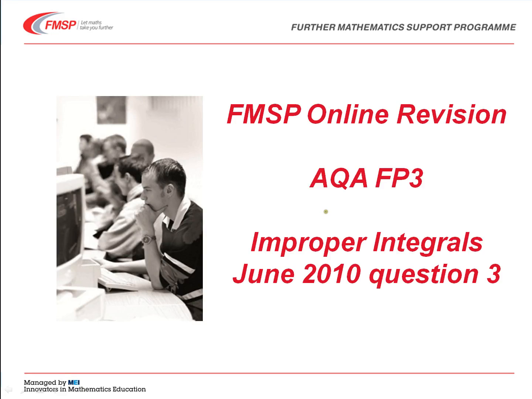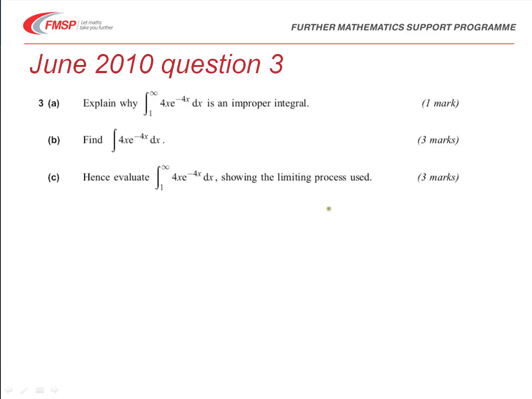Well, welcome to this online revision session for AQA FP3, in which we'll be looking at the June 2010 question 3 on improper integrals. As you can see in this question, the first part you have to explain why this is an improper integral. The second part then asks you to work out what this integral is, and you need to recognise that the process you're required to use here will be integration by parts, and then finally to use the limiting process to evaluate this integral between 1 and infinity.